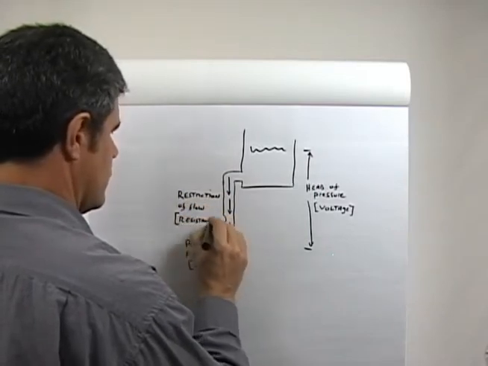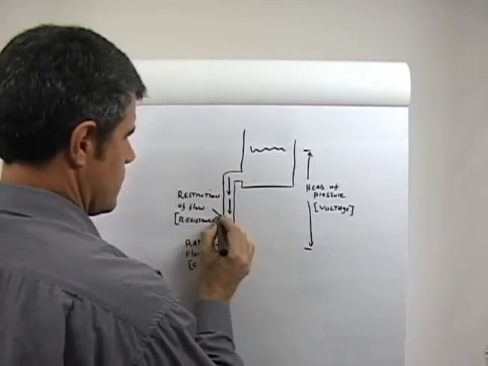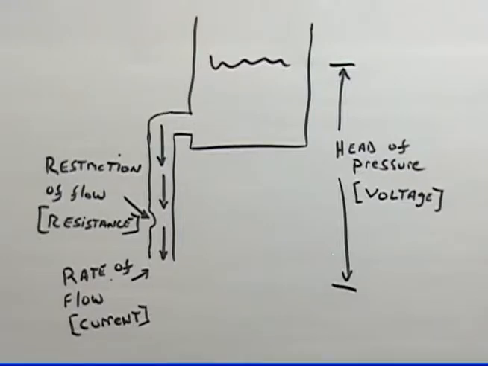It turns out that electricity shares some similarities with the flow of water through a pipe. On the right of the drawing, we have water in a container. The greater the height of the water in the container, the greater the pressure in the tube. The water pressure is similar to electrical pressure, which is called voltage. On the left of the diagram, we have water flowing out of the bottom of the tube.